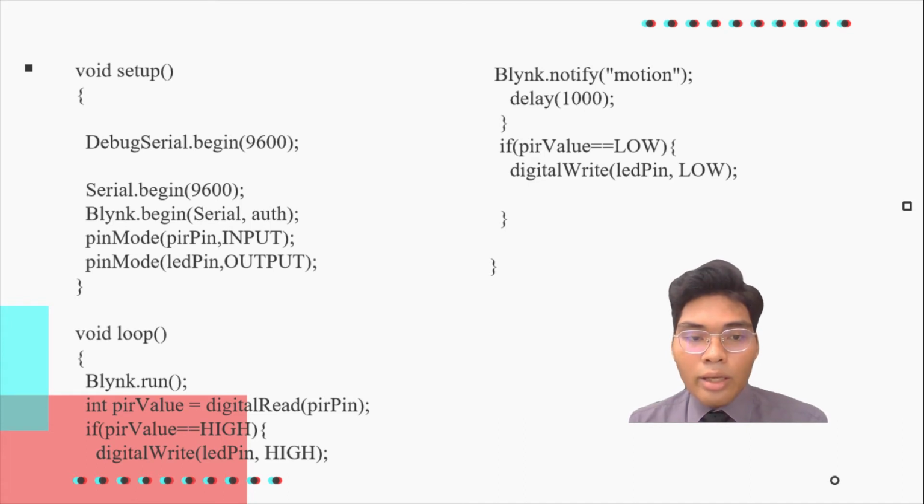We can see here, if the PIR value, which is the motion sensor, is high, then the LED pin, which is the buzzer, will be turned on. Means if the PIR sensor is 1, then the buzzer will be 1 too. So the next one, if PIR value equal to low, then the LED pin will be low, which the buzzer is. Means that when the PIR sensor is 0, then the buzzer also will be 0, means no action is taken. So next, I'm going to show you the demonstration for this system.